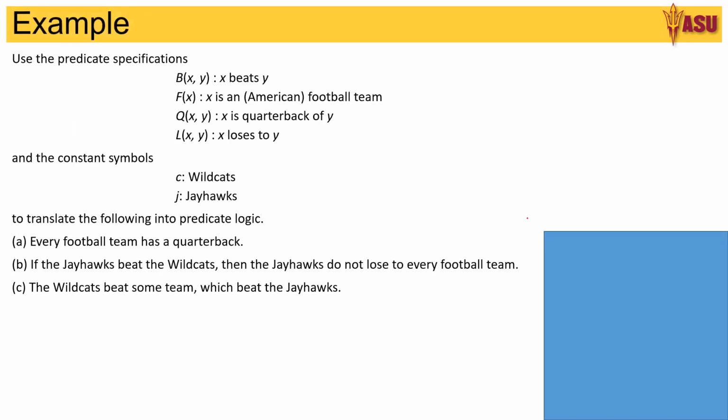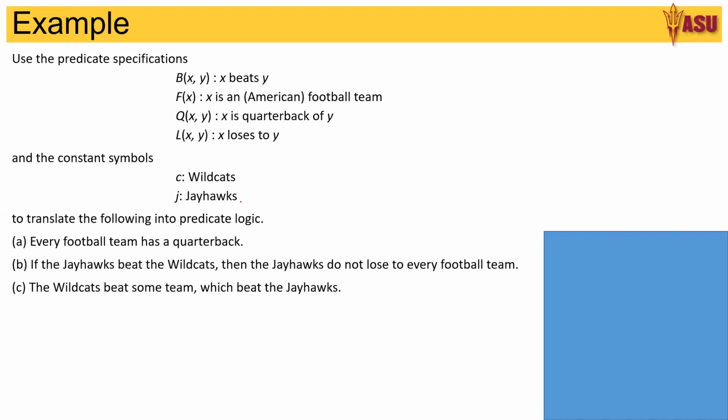Here is the first question. Use the predicate specifications. B of X, Y: X beats Y. F of X: X is a football team. Q of X comma Y: X is a quarterback of Y. L of X comma Y: X loses to Y. And we have two teams provided, C being Wildcats and J being Jayhawks. The first statement is: every football team has a quarterback.